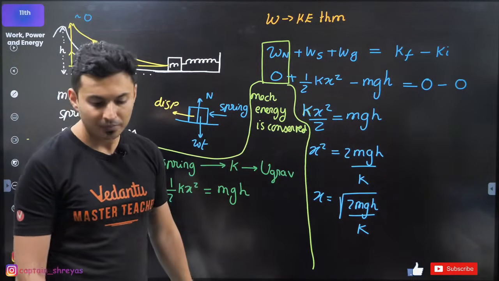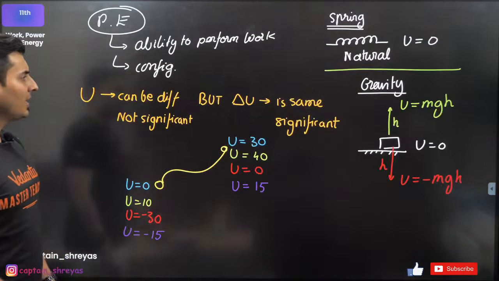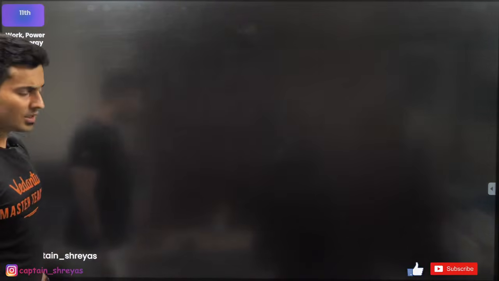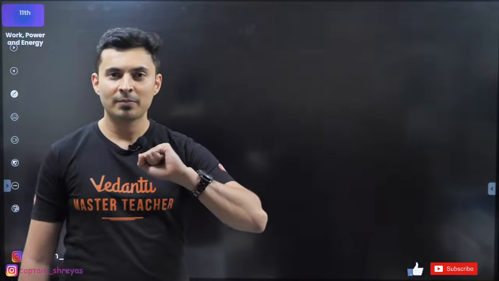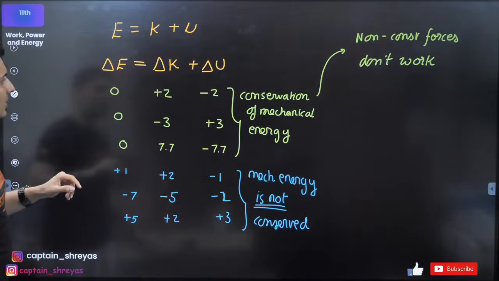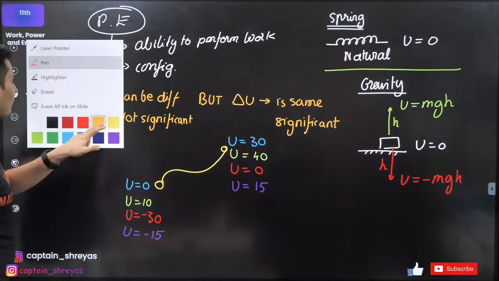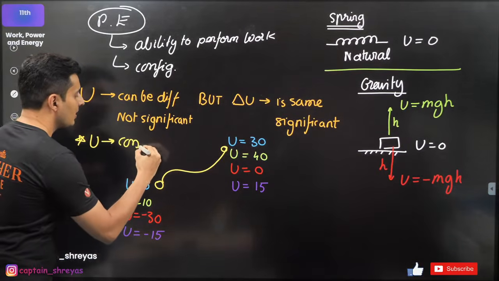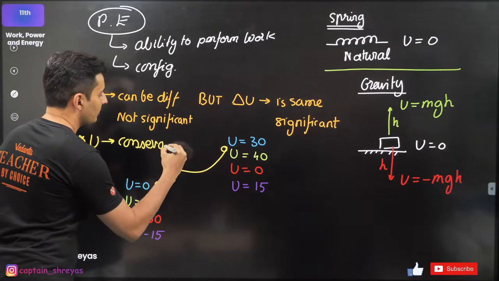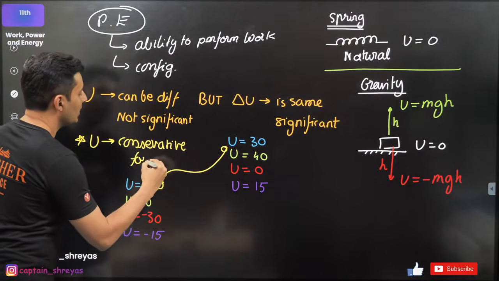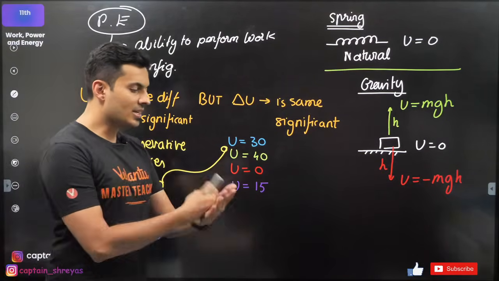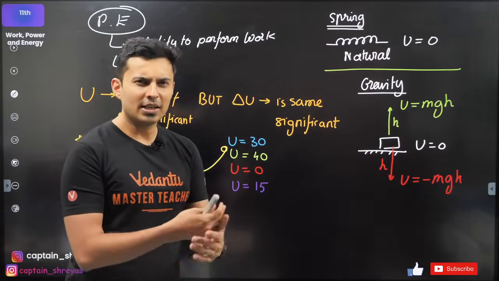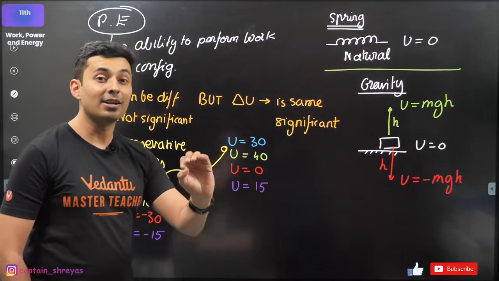Okay? Great. Now, having said that about potential energy, there is one more thing which you need to know. Potential energy and work are always related, and whenever we talk about potential energy, it is only defined for conservative forces. Look at the names of the potential energy: gravity, spring, electrostatic. These are all conservative forces. You will never hear the word frictional energy.